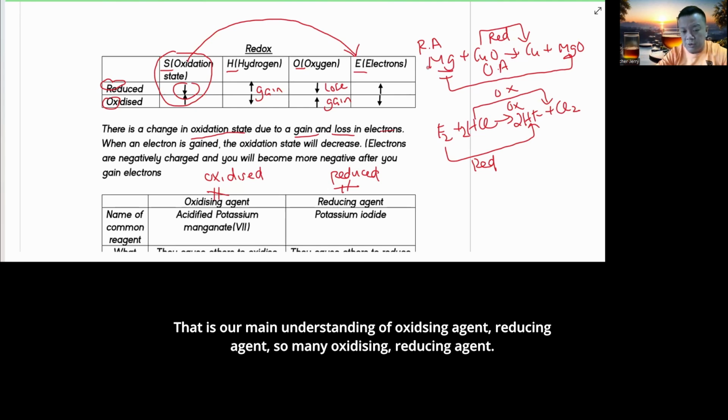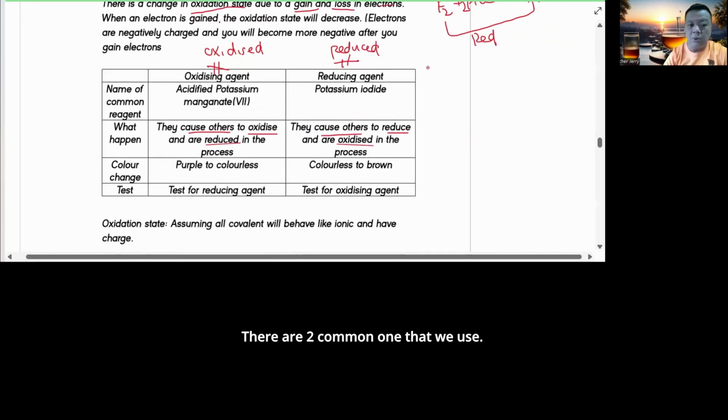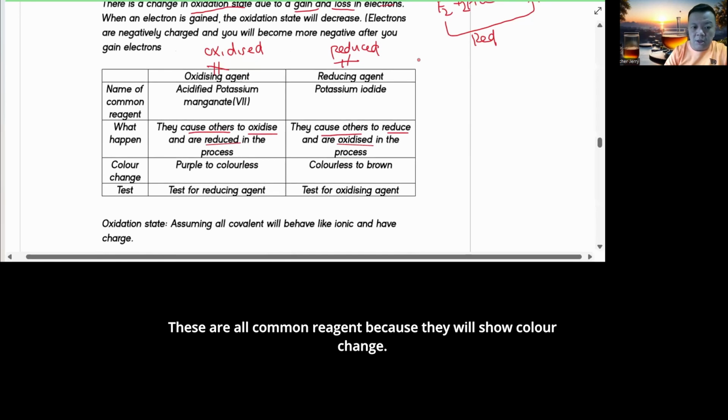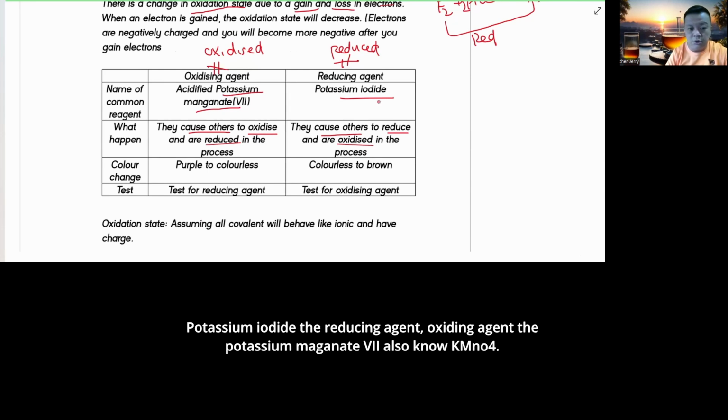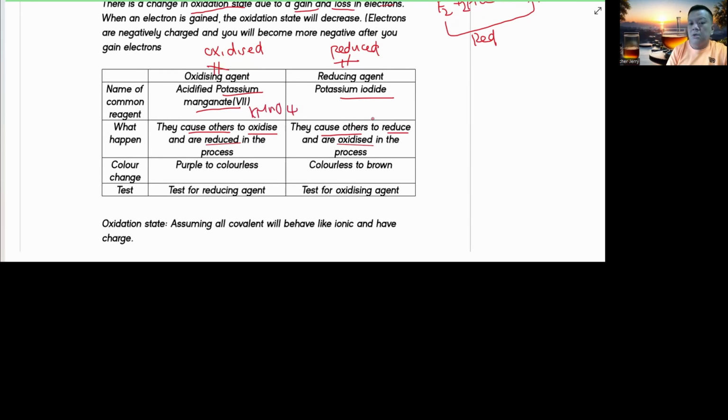Of so many oxidizing and reducing agents, there are two common ones that we use. These are common reagents because they show a color change. Potassium iodide, KI, is the reducing agent, and the oxidizing agent is potassium manganate 7, also sometimes written with the formula KMnO4.